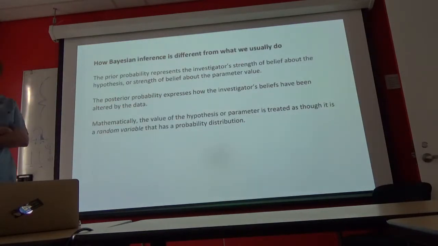Okay, so Bayesian inference, on account of this, is pretty different from what we do, at least conceptually. The prior probability represents the investigator's information or strength of belief about the hypothesis or about the parameter value. The posterior probability expresses how the investigator's beliefs have been altered by the data, how that information has changed. Mathematically, the hypothesis or parameter is treated as though it's a random variable that has a probability distribution. That's the prior, and also then the posterior.